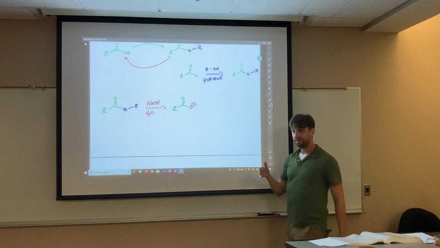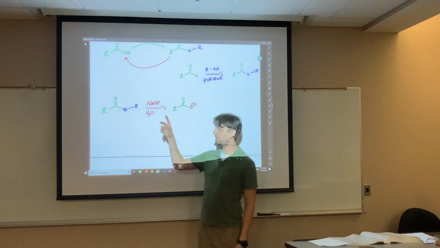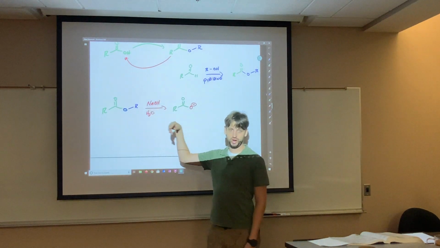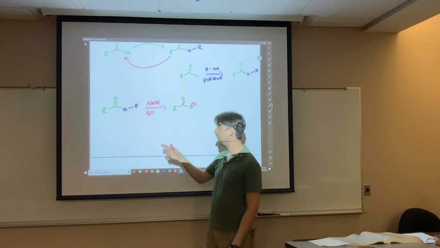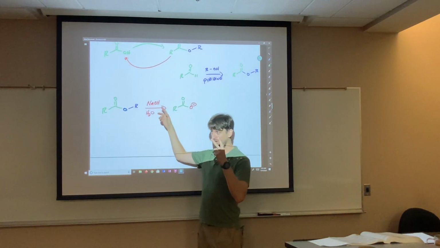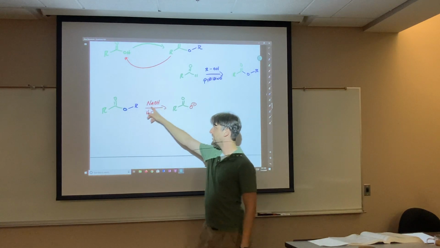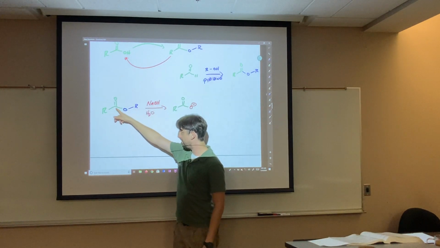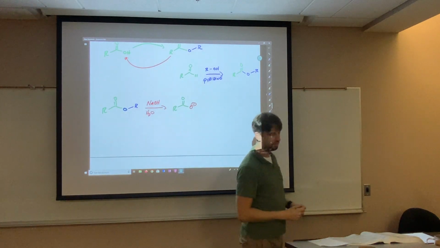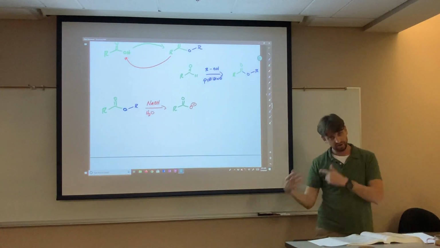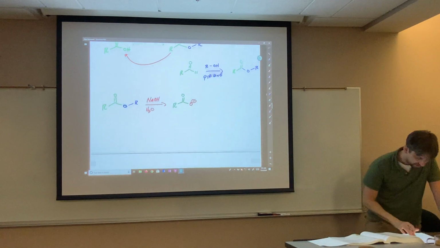So we're under basic conditions. We've got a carbonyl group. This is a fantastic nucleophile, a really powerful base also. Both of those ideas are going to be important. We've got a carbonyl group, so attack at the carbonyl carbon is going to happen first. We open the door, we close the door, right? So let's do that.